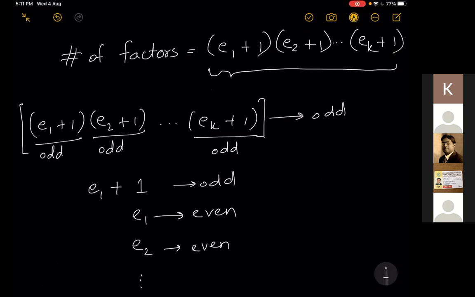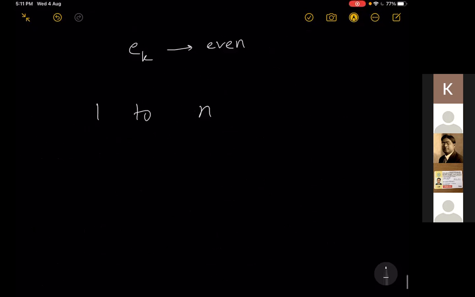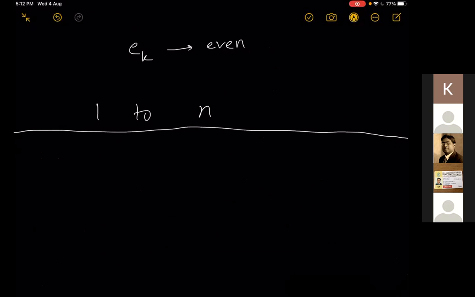Okay, this is the moral of the story. Now we did the number of divisors. Now let us do the sum of divisors.